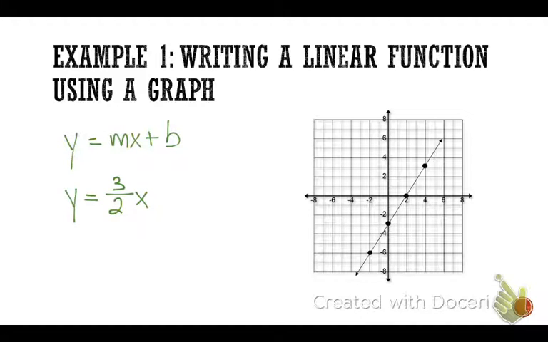What did b stand for again? The y-intercept. Can I look at a graph and figure out the y-intercept? Yes, it's where the line crosses the y-axis. -3. Oh, -3. The line crosses the y-axis at a value of -3. And that's my equation. That's it.